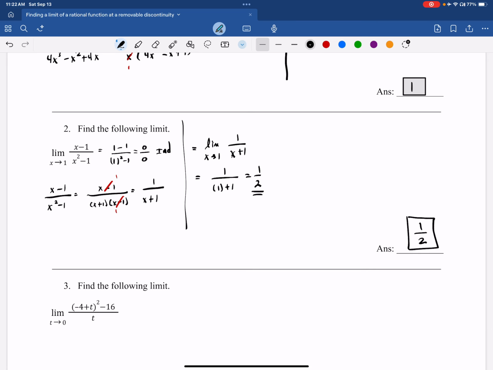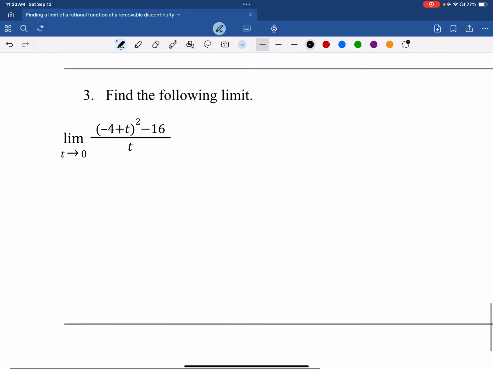If you wanted to verify this another way, we could always do a table of values approaching 1 from the left and from the right, or we could graph this using a graphing app, something like Desmos, to verify it graphically as well. Okay. Let's try one more here.